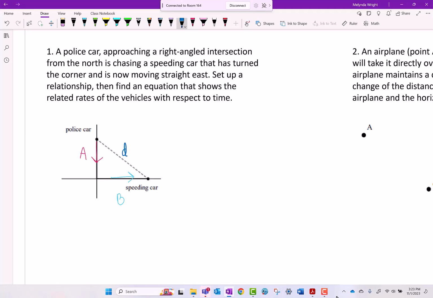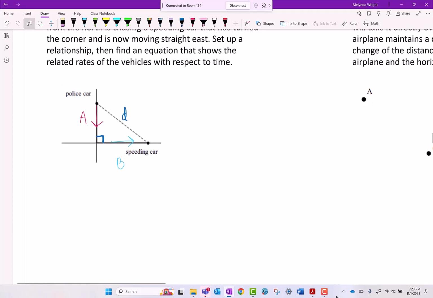And hopefully the Pythagorean theorem comes to mind. That's the equation we're going to use to relate all those variables together. They said this was a right angle. So it would be a squared plus b squared equals d squared. And that's what we would do. So we've got our setup. Then we would go to the next step where we take the derivative with respect to t.